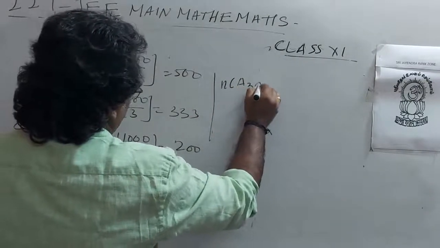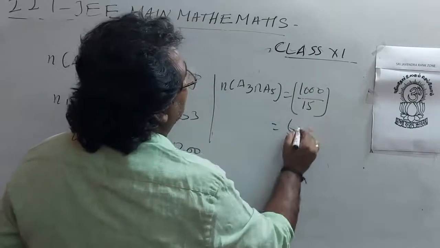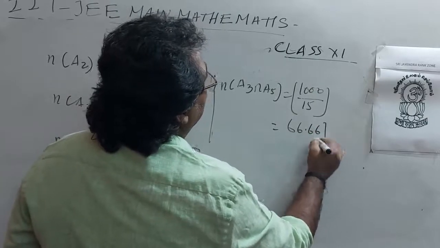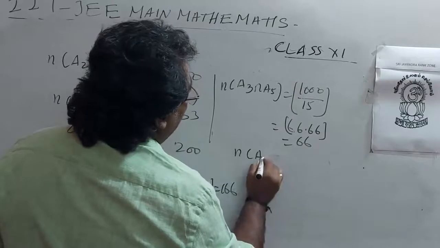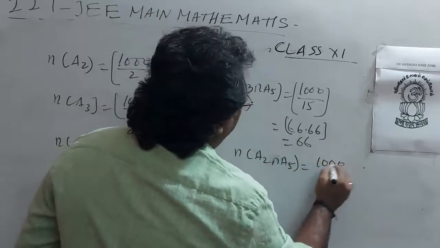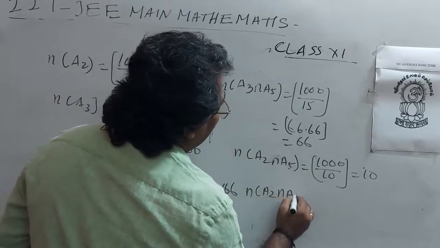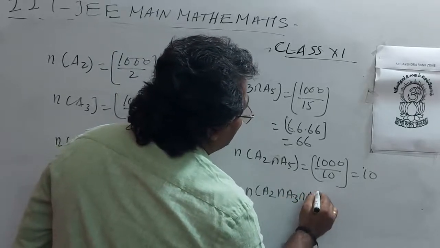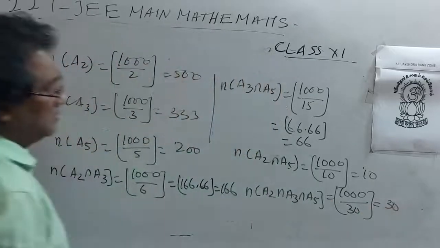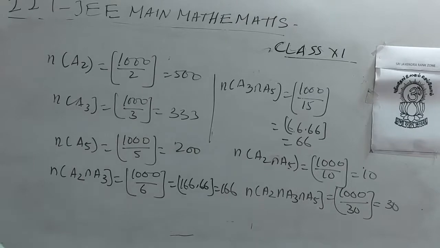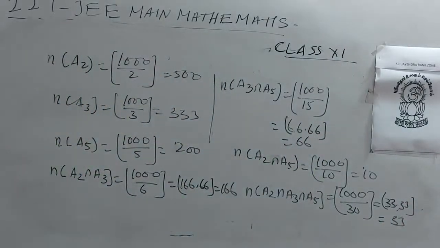n of A3 intersection A5 is 1000 divided by 15, which equals 66. n of A2 intersection A5: 2 into 5 is 10, so that is 100. n of A2 intersection A3 intersection A5: 2 into 3 is 6, 6 into 5 is 30, and 1000 by 30 is 33.33, so we take 33.